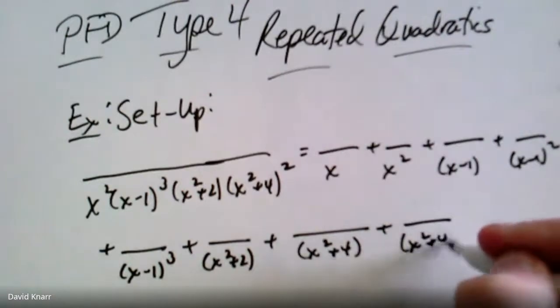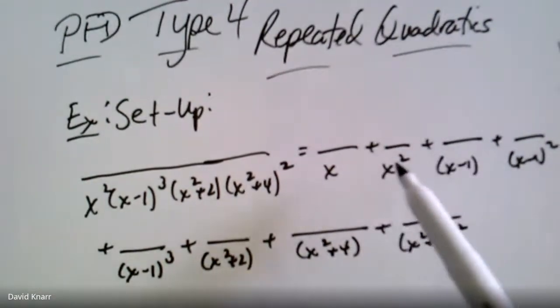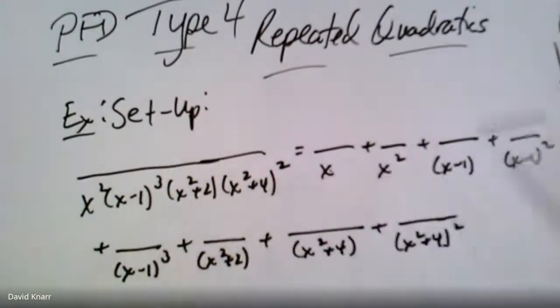And we're going to need an x squared plus 4 squared, just like in type 2, where if you had an x squared, you needed an x and an x squared. If you had an x minus 1 cubed, you needed to count for all three: an x minus 1, an x minus 1 squared, and an x minus 1 cubed. This is the same concept here at the end. All right, and now let's write what goes on top.